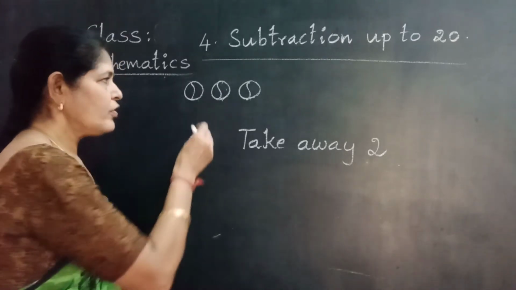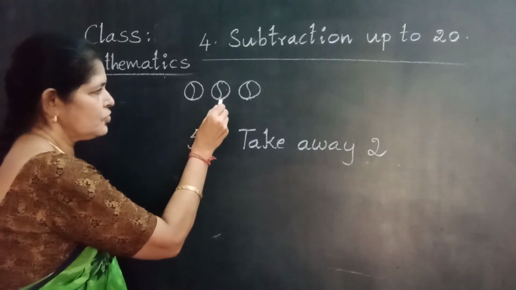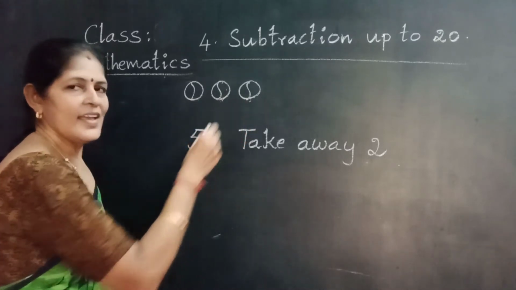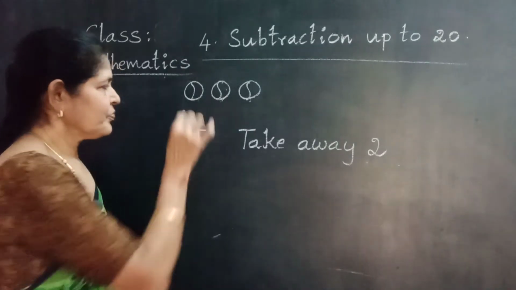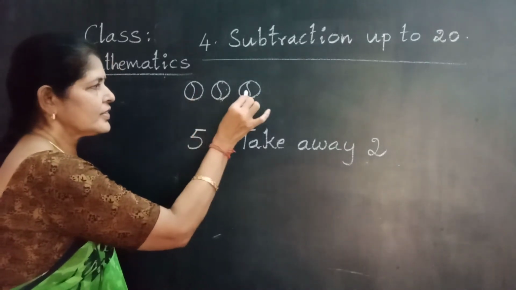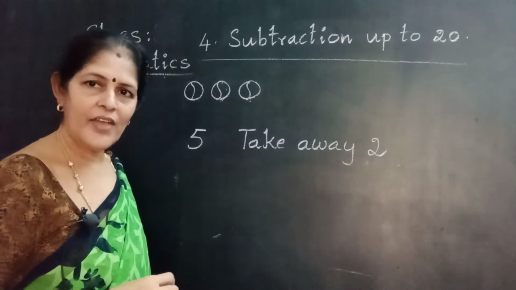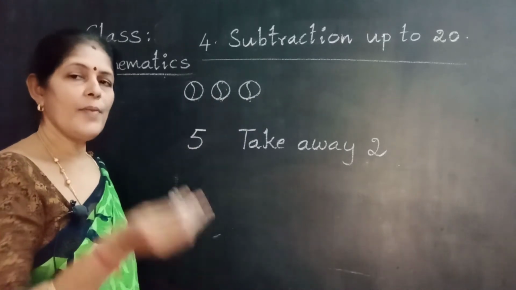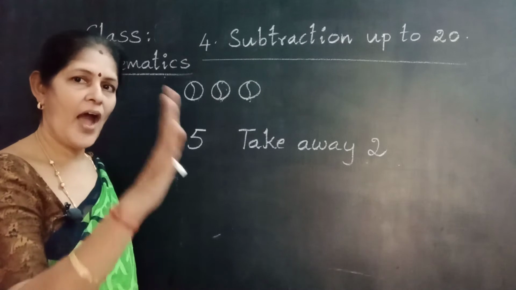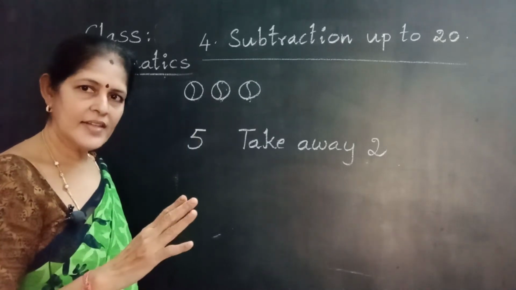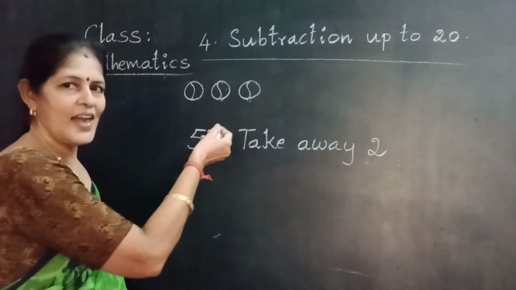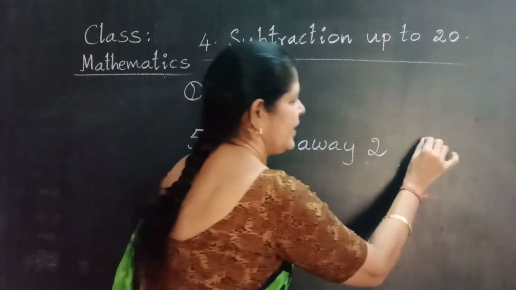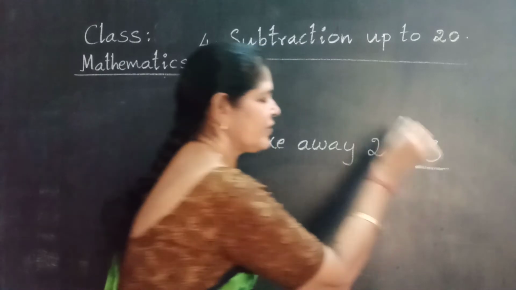Let us count. 1, 2, 3. Okay, again, how many balls are left with me? 1, 2, 3. How many did I take away? 2. How many balls are there? 5. From 5 balls, I take away 2 balls. Then how many are left? 3.